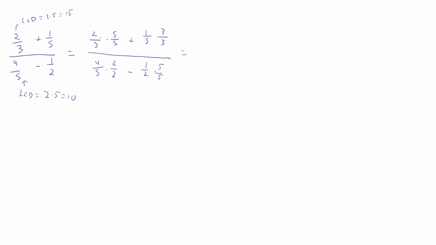So now if we simplify that, we have 2 times 5, that's 10 over 15, plus, now we have 3 times 1, so that's 3 over 15, divided by, here we have 2 times 4, which is 8 over 10, minus 5 times 1, which is 5 over 10. Now 10 15ths plus 3 15ths, that's 13 over 15. And here we have 8 minus 5, so that's going to be 3 over 10.